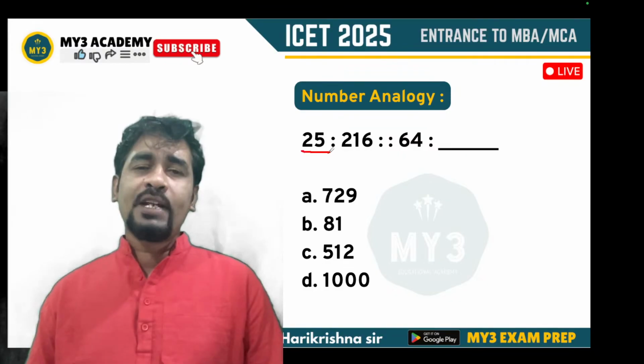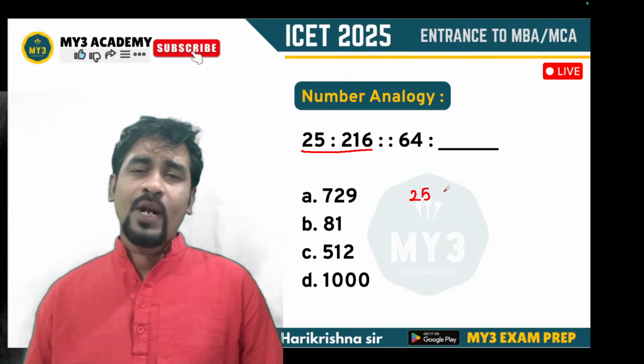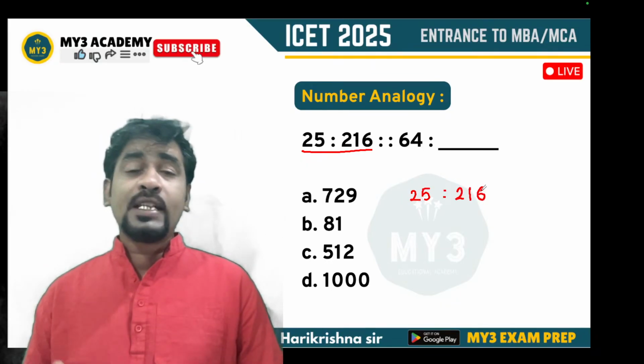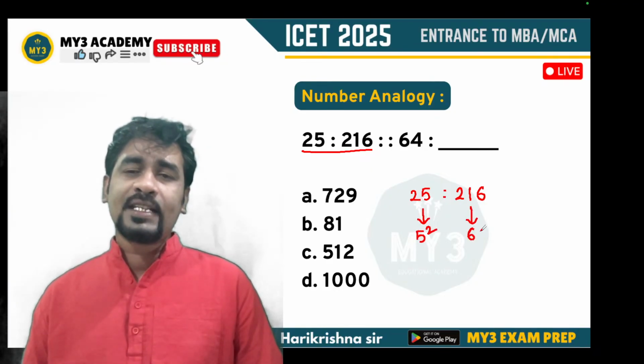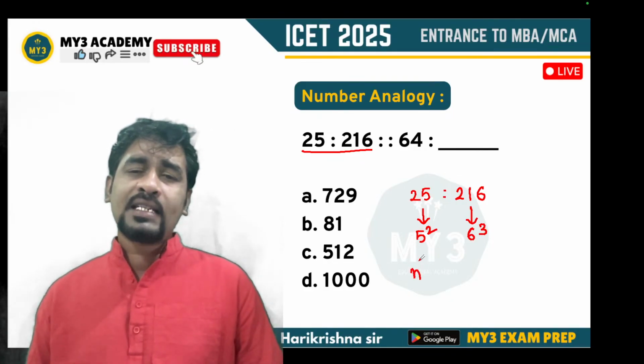So here 25 and 216 is given. What is the relationship between 25 and 216, you have to understand first. And if you observe, these are very familiar numbers. 25 is 5 square and 216 is 6 cube. So as soon as you look at these numbers you can understand the logic.